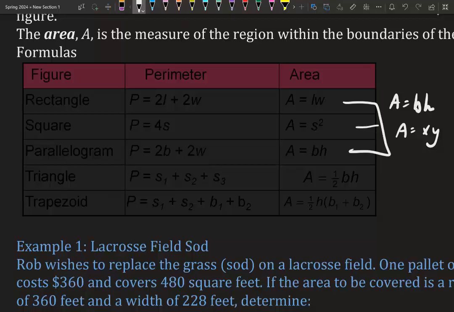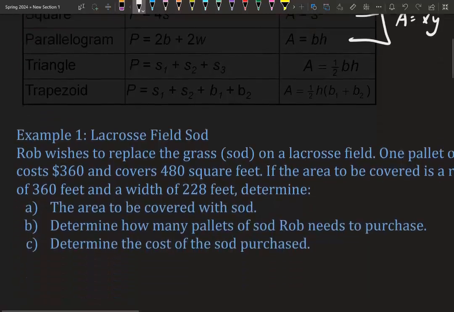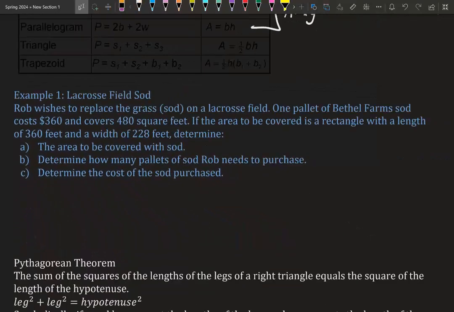Our triangle area is half base times height, and a trapezoid is 1/2 times height, all times base 1 plus base 2.